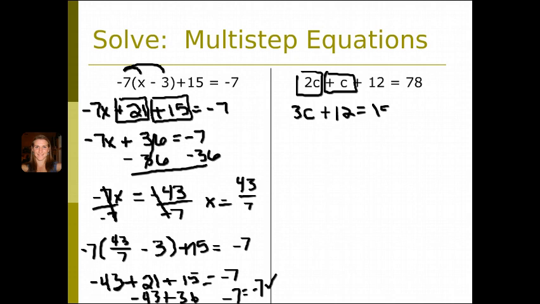We need to subtract 12 from both sides. When we subtract 12 from both sides, we are left with 3c equals 66. Divide both sides by 3. You're left with c equals 22.